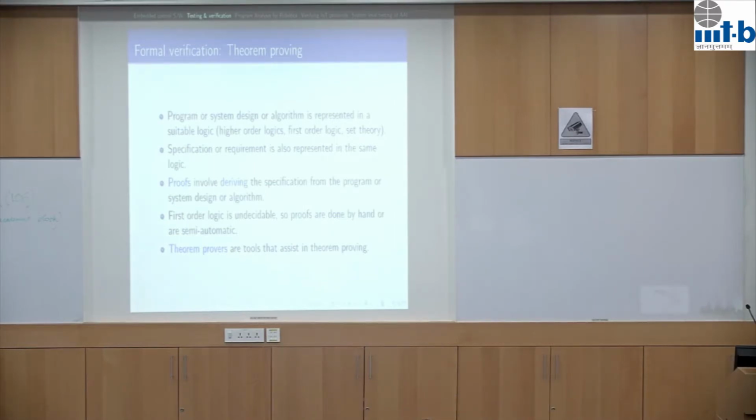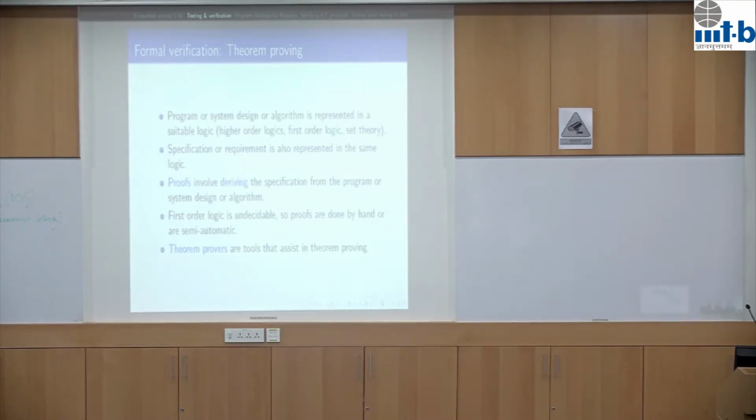I don't want to get into the details, most of you would have heard about propositional logic. First order logic works with variables that are not of Boolean types. Higher order logic, you can quantify over relations, functions, and things like that. Set theory extends logic to work with all kinds of sets. And what you want to verify, your specification, is given as a formula in logic. Your system is also given in logic. And then you do a proof that derives the specification from the system design or algorithm.